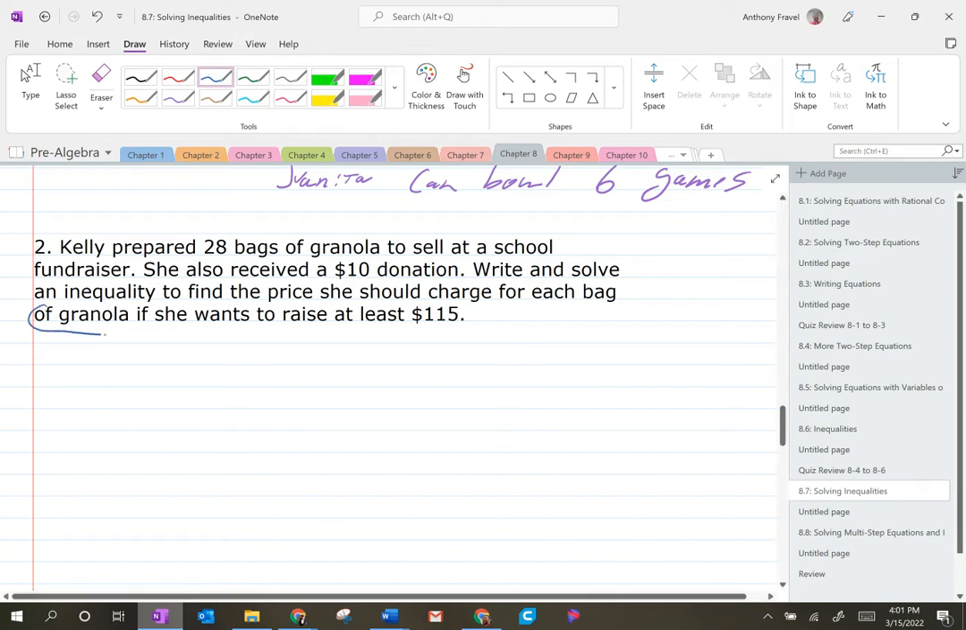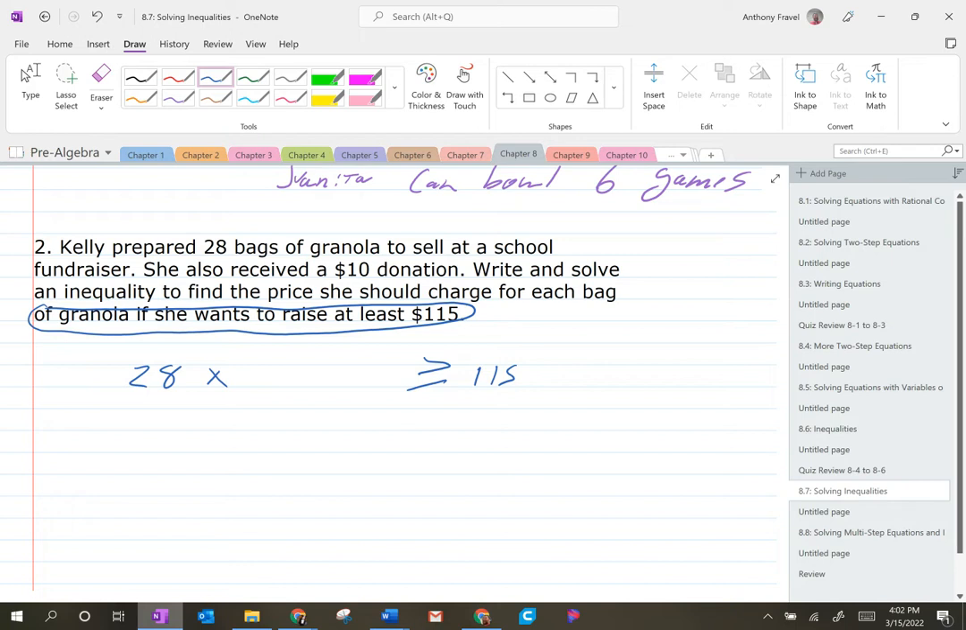So my goal of what she'd like to get is going to be this one. I know that the goal is going to be $115. She wants to raise at least, so she can raise more than or equal to $115. And we know that she's going to sell 28 bags, but we don't know how much she's going to charge for each one of those. Because of that, I'm going to give that a variable. So it's going to be 28 bags times some amount for each bag of granola.